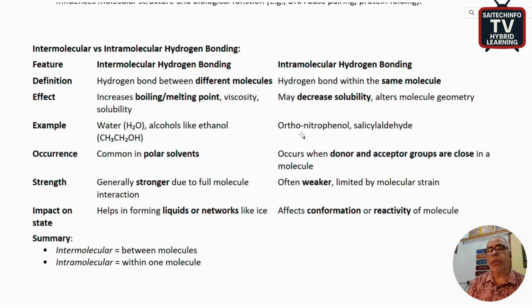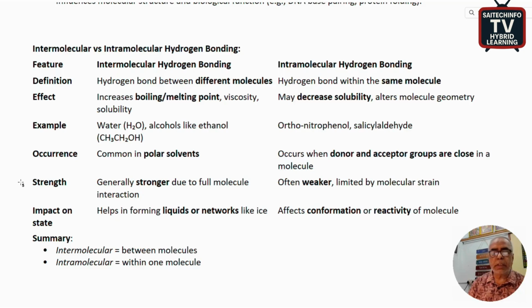For intramolecular hydrogen bonding, you can take orthonitrophenol and salicylaldehyde. Then fourth point, occurrence. They are common in polar solvents. Which one? Intermolecular hydrogen bonding. Whereas intramolecular hydrogen bonding occurs when donor and acceptor groups are close in a molecule. And then, you should know about this donor acceptor bond.